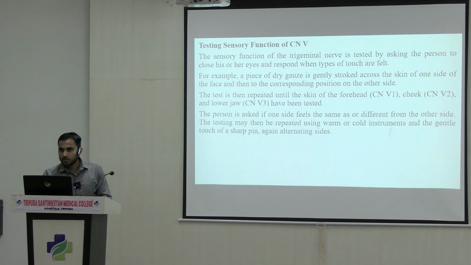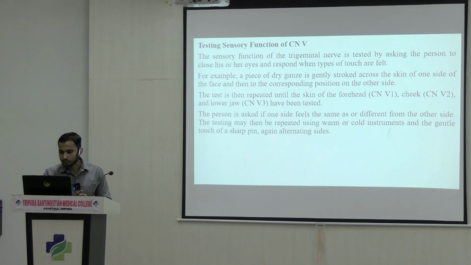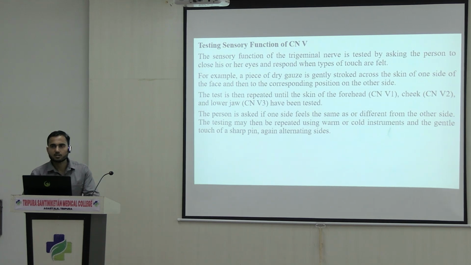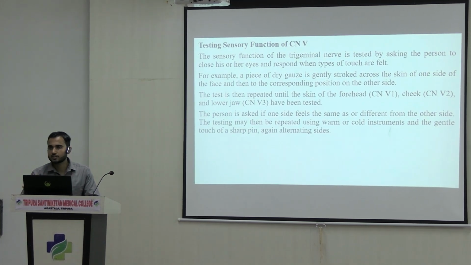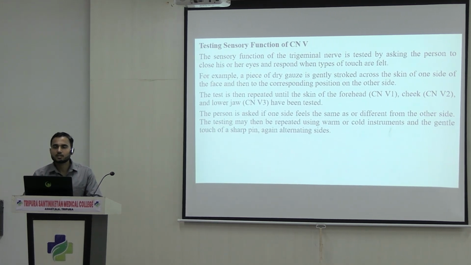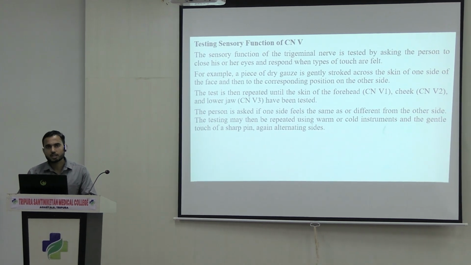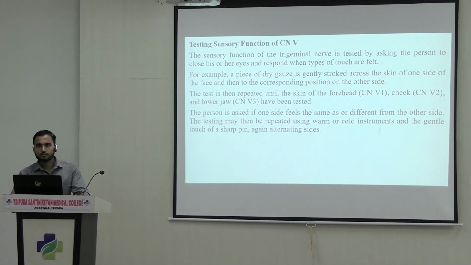Now the testing is repeated, and after that you use an instrument which is cold, suppose a forceps. You have kept it somewhere and made it cool, and then you touch and ask the patient whether they can feel the temperature or not, whether it is cold or hot. So like this, different areas and different tests are done to check the integrity of the various divisions of the trigeminal nerve. Okay, this is the testing of the divisions of the trigeminal nerve.